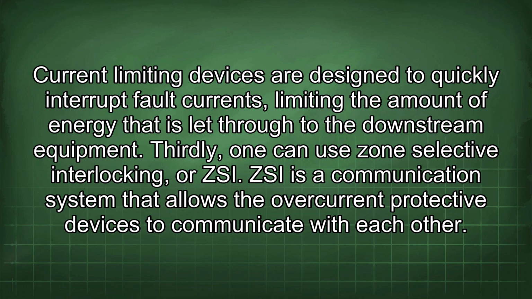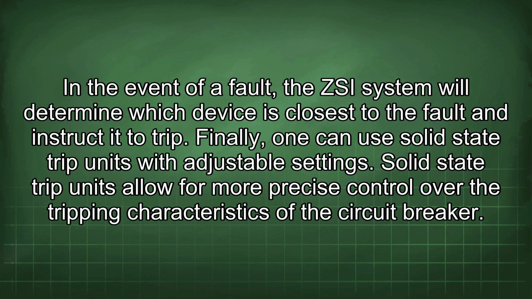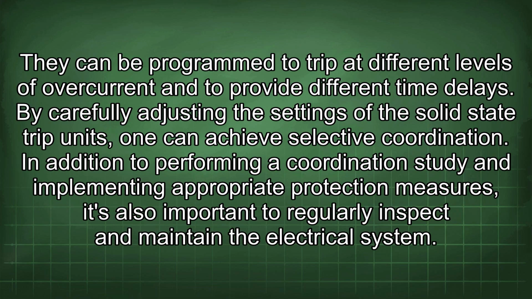ZSI is a communication system that allows the overcurrent protective devices to communicate with each other. In the event of a fault, the ZSI system will determine which device is closest to the fault and instruct it to trip. Finally, one can use solid-state trip units with adjustable settings. Solid-state trip units allow for more precise control over the tripping characteristics of the circuit breaker. They can be programmed to trip at different levels of overcurrent and to provide different time delays. By carefully adjusting the settings of the solid-state trip units, one can achieve selective coordination.